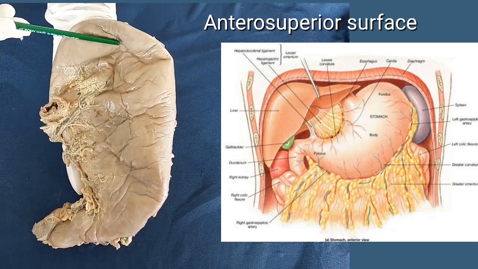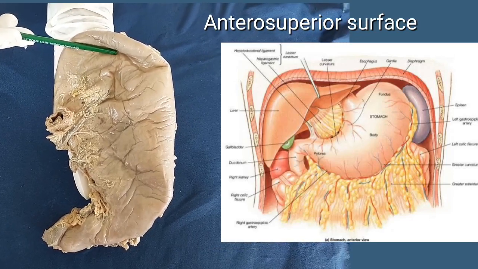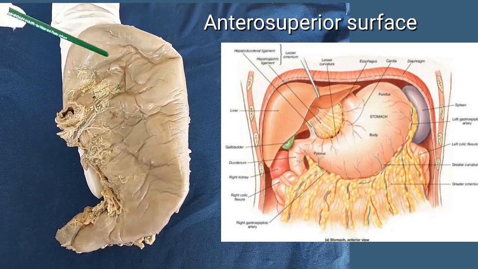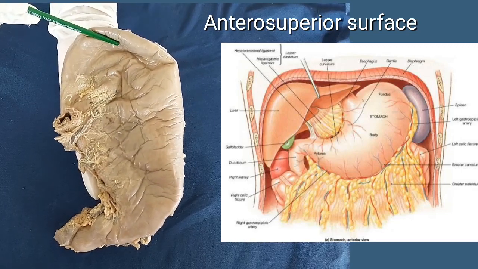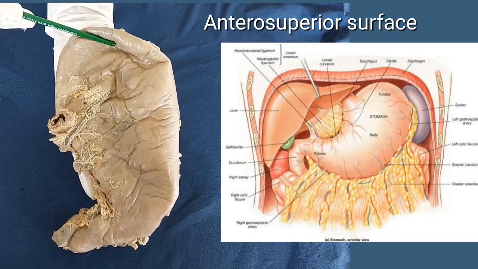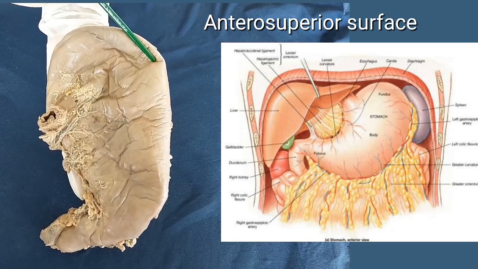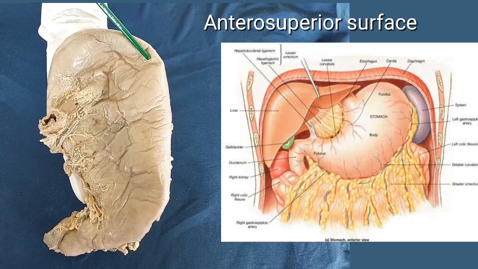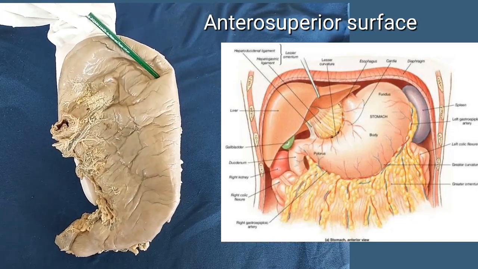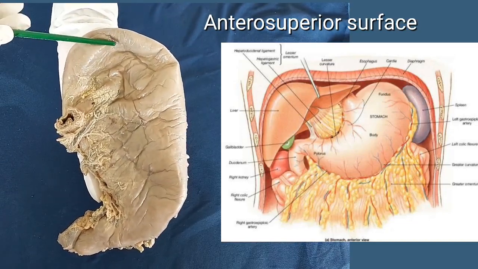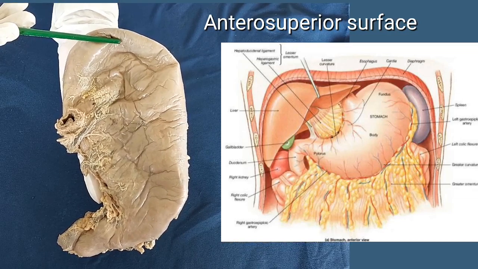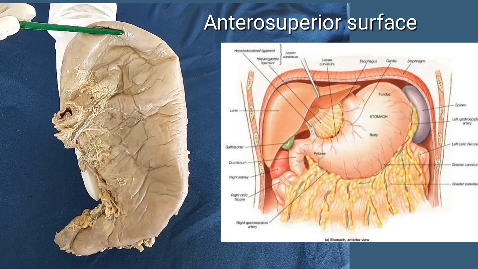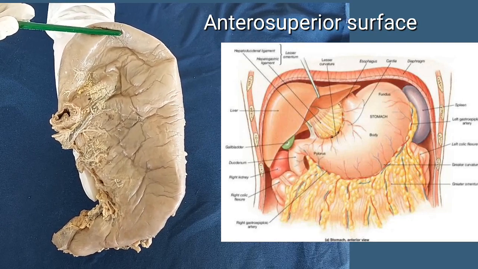The upper left part of the stomach, including the fundus and part of the body, is related to the diaphragm beneath the left costal margin. On the left side, upper part, it is related to the gastric impression of the spleen. Outside the diaphragm, it is related to the left pleura, base of the left lung, pericardium and heart, and 6th to 9th costal cartilage.